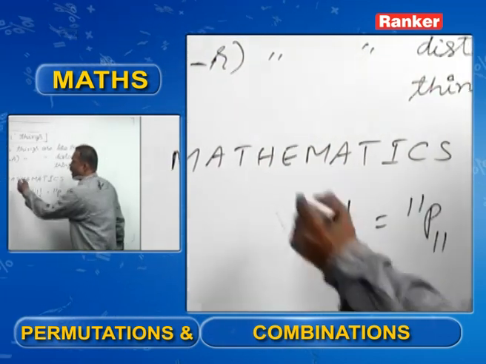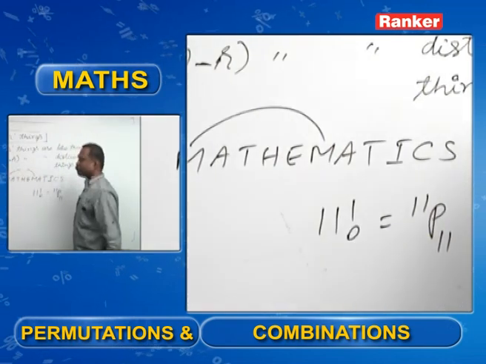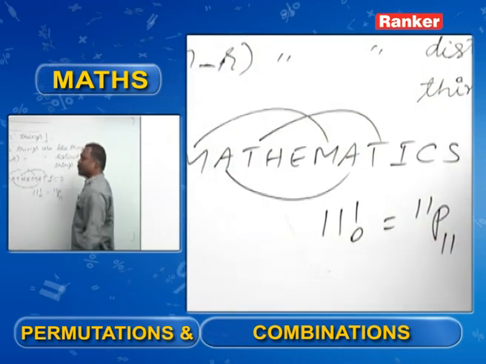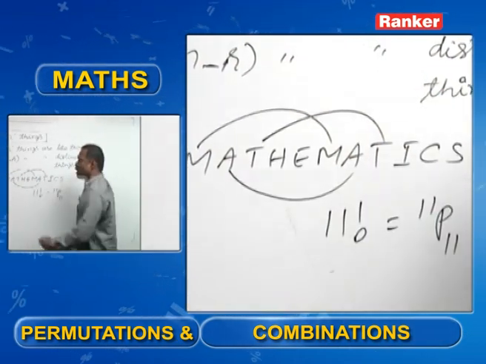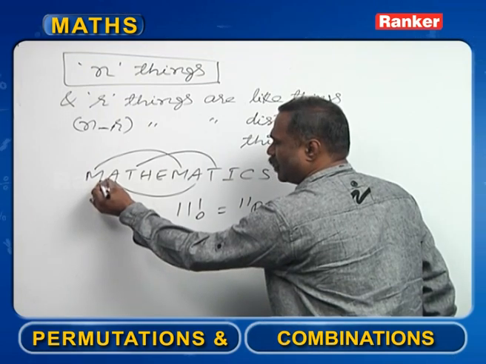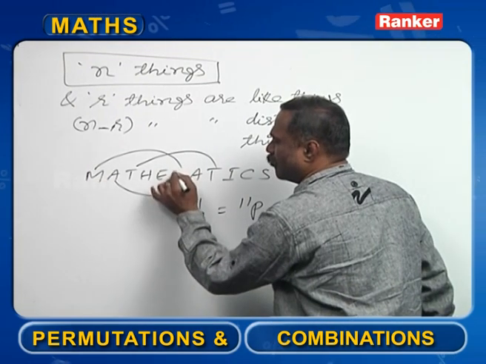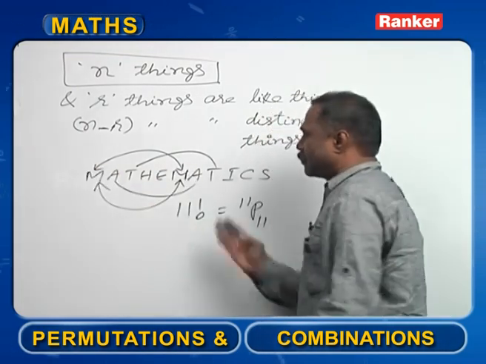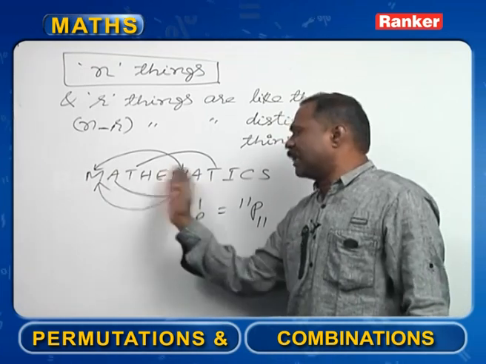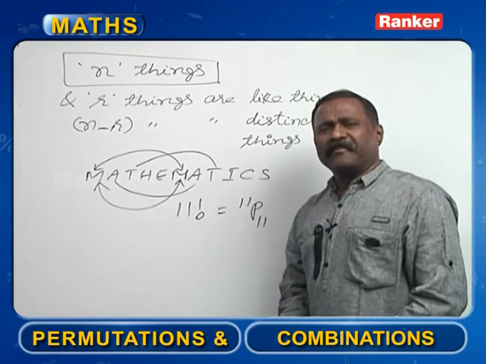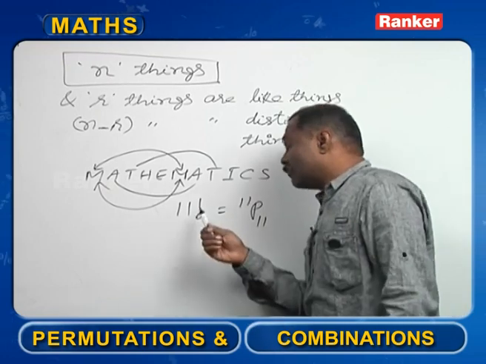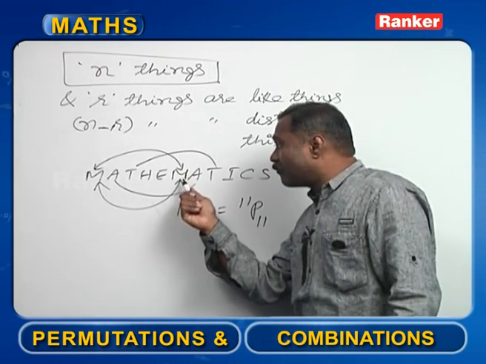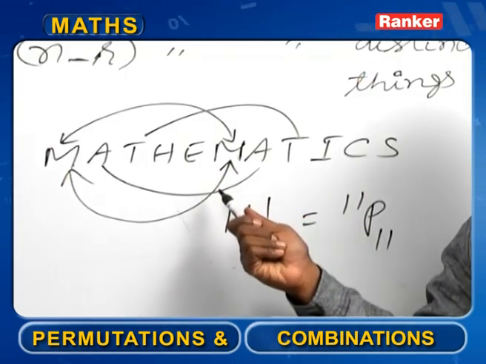But what happens? You have 2 M's, 2 A's and 2 T's present here. Then when you rearrange them, what happens? If you write this M here and replace it with the other M, these M's are interchanged. Is there any difference there? No. That means this 11 factorial will be more than the actual count if you have this type of like things.